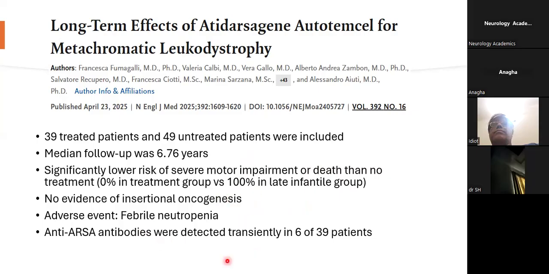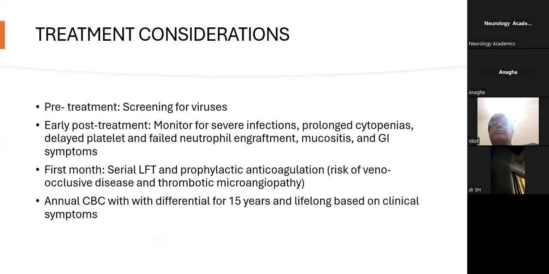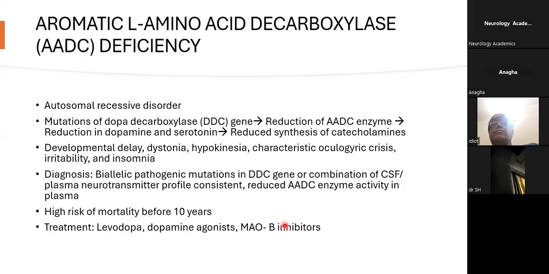The adverse event that was reported was febrile neutropenia. And in 6 of 39 patients, anti-ARSA antibodies were also detected. So pre-treatment, patients will have to be screened for viruses, and the early post-treatment monitoring is the same as that for the ALD therapy. For the first 1 month, the patient will have to undergo serial LFTs and prophylactic anticoagulation due to risk of veno-occlusive disease and thrombotic microangiopathy. That is an immune response to the viral envelope protein. And further, the patient will have to be monitored with annual CBC with differential for 15 years and lifelong based on the clinical symptoms.